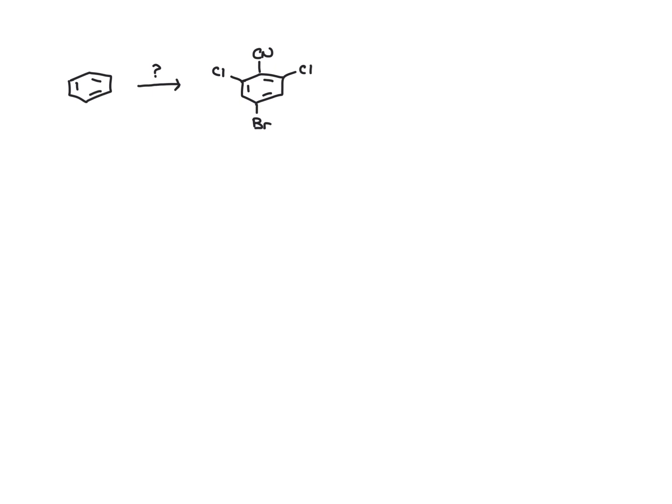In this problem, we want to prepare this tetrasubstituted benzene, starting with benzene. So one thing to notice is we have a cyano group on the ring. The only way we have to put that group on the ring is through diazonium ion chemistry. So one big part of our strategy is going to be how we install this.